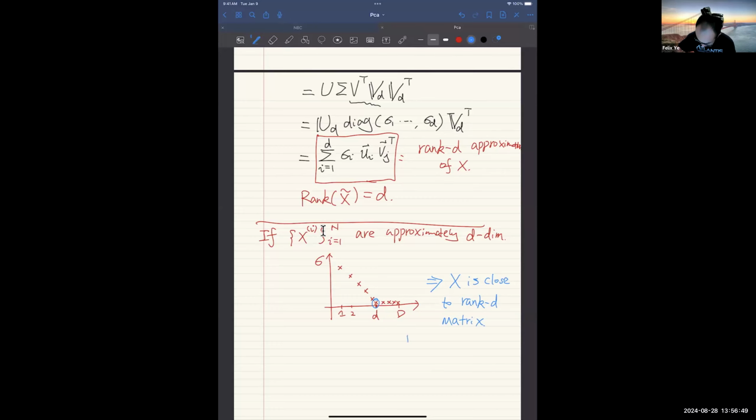i.e., all these sigma j is approximately equal to 0 for all the j bigger or equal than d plus 1, smaller or equal than r. r is the rank of the matrix.